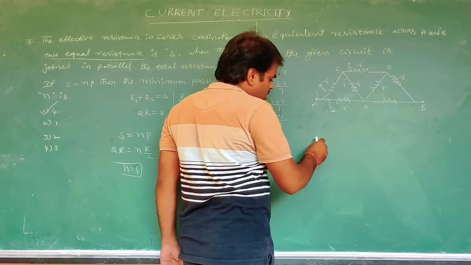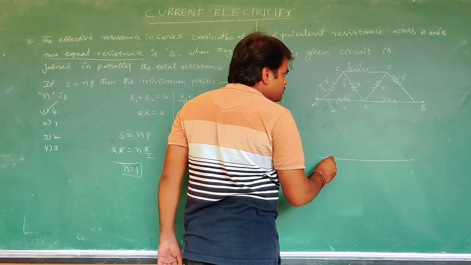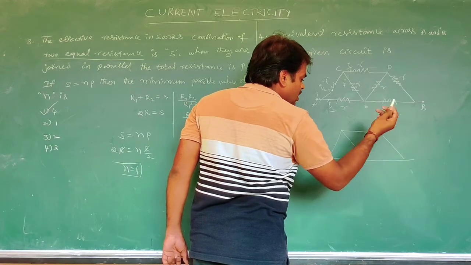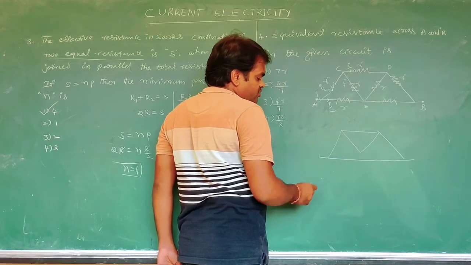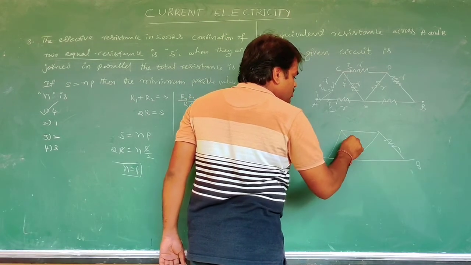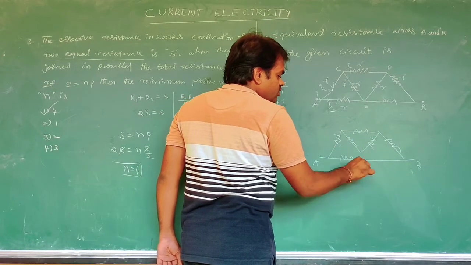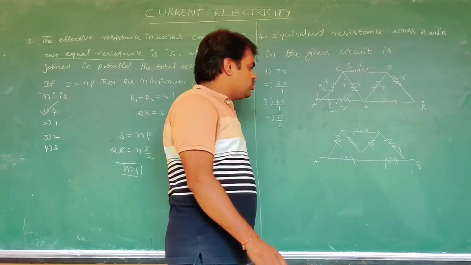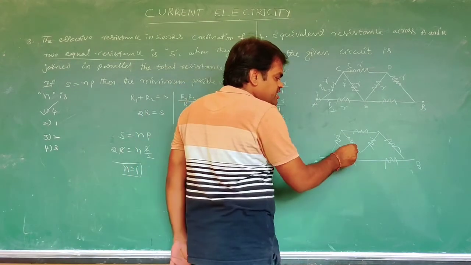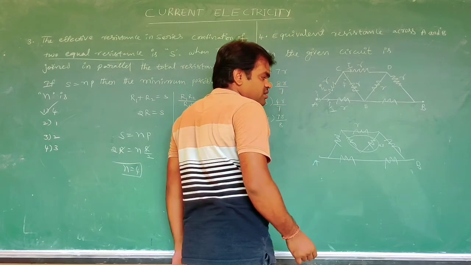Then the circuit can be modified like this. Here there is no connection. Then A, it is the B. Now here, all three resistors are equal. Now these two are in series. That is 2R. This is R.